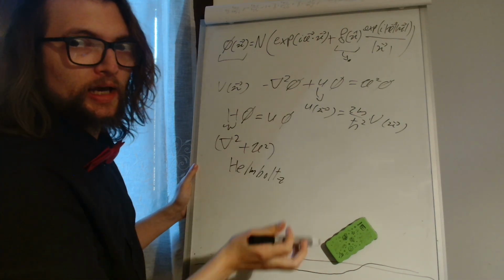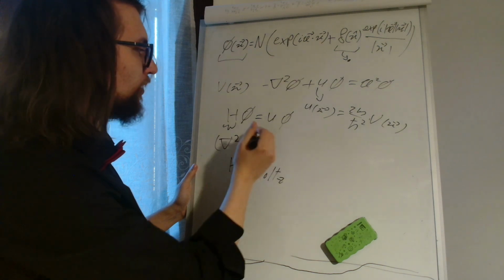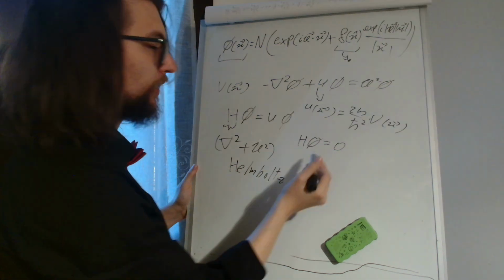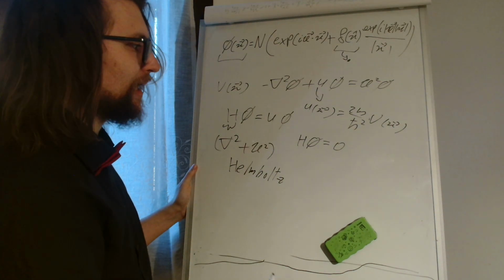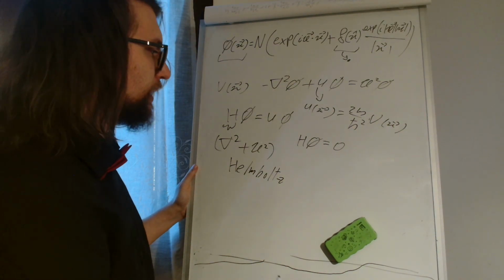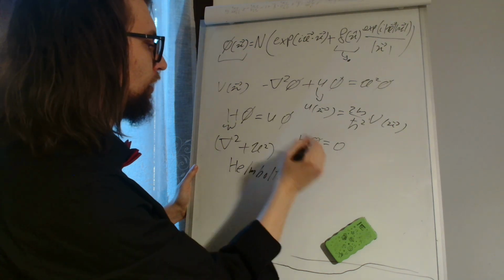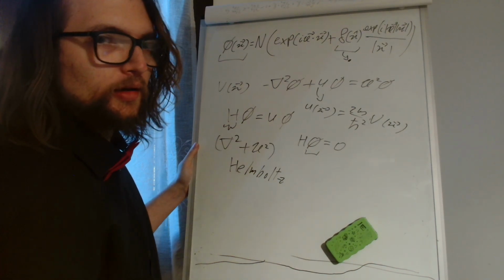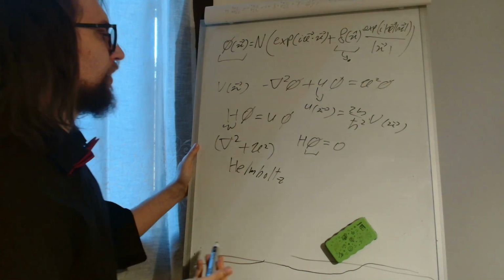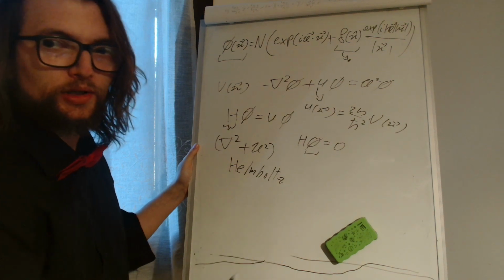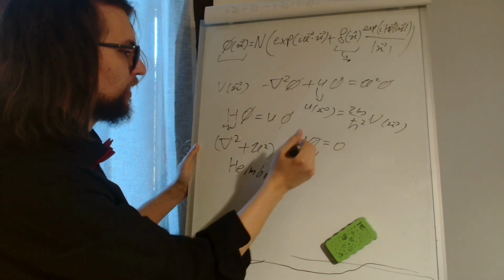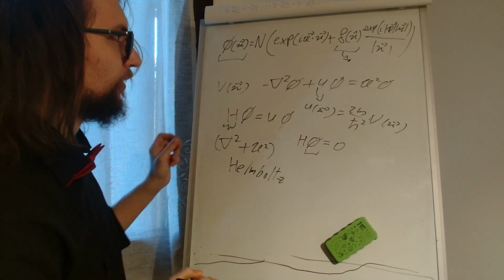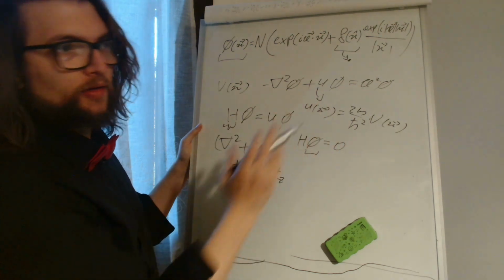And this equation has a homogeneous counterpart, which is H phi equals 0, and this is the Helmholtz equation, a very well-known and studied equation from optics. The solutions to this equation are the plane waves. It makes sense because we know that the solutions to the Schrödinger equation, when there is no potential, are the free particles, and we know that the free particles are plane waves.